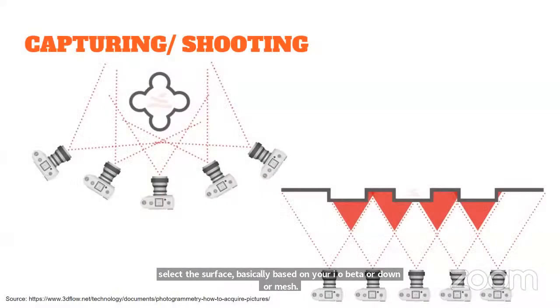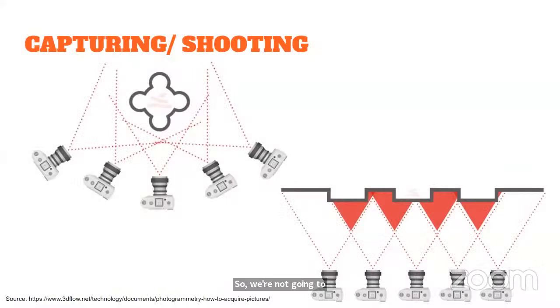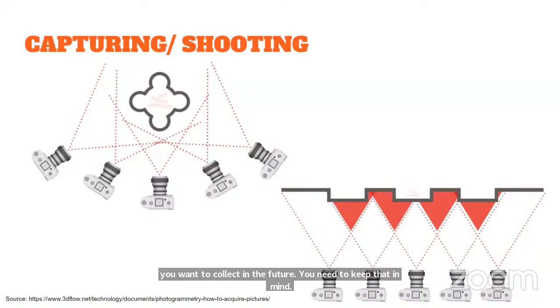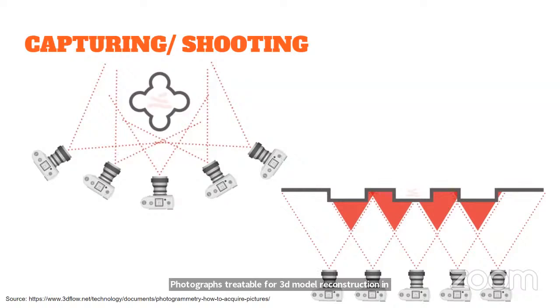So we are not gonna take pictures, but I want to show you how to, because we're gonna collect our data based on this. So we already collected them, but if you want to collect in the future, you need to keep that in mind. Photographs suitable for 3D model reconstruction in Metashape can be taken by any digital camera. It can be your DSLR or your mirrorless camera or your iPhone, actually, as long as specific capturing guidelines are followed.